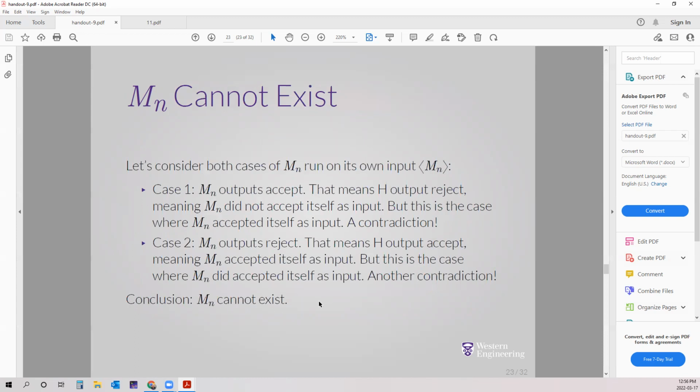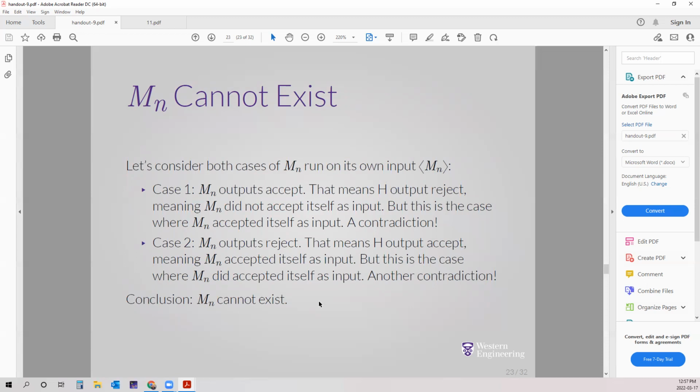M_N cannot exist. Why can it not exist? We will see. Consider both cases of M_N run on its input <M_N>. Case 1: M_N outputs accept. That means H output reject, meaning M_N did not accept itself as an input. But this is the case where M_N accepted itself as input, a contradiction.